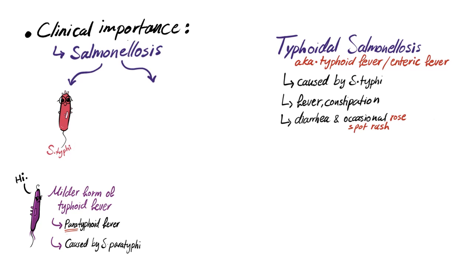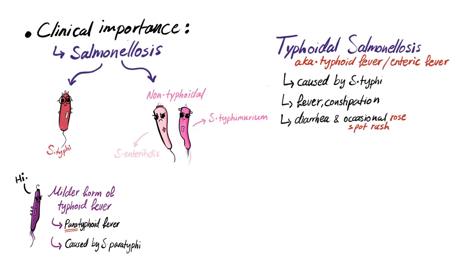So what does typhoidal salmonellosis mean? It's typhoid fever or enteric fever. The patient will have fever, then constipation, and constipation will be followed by diarrhea. Some of the patients will have rose spot rashes on the skin, not all of them. This is what I want you to remember as far as this lecture is concerned, but you can find more details if you need to.